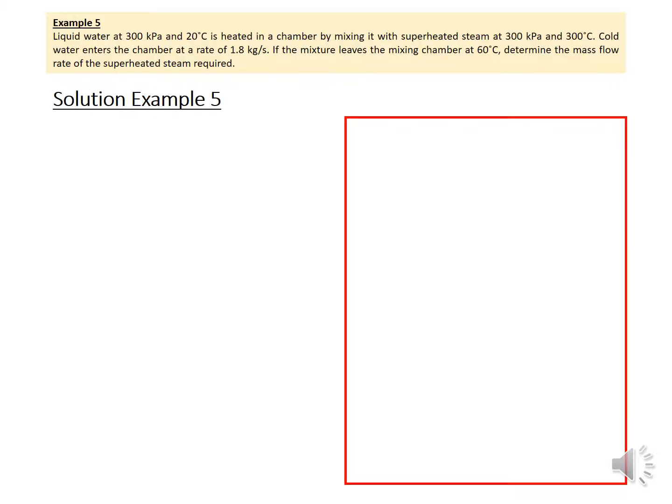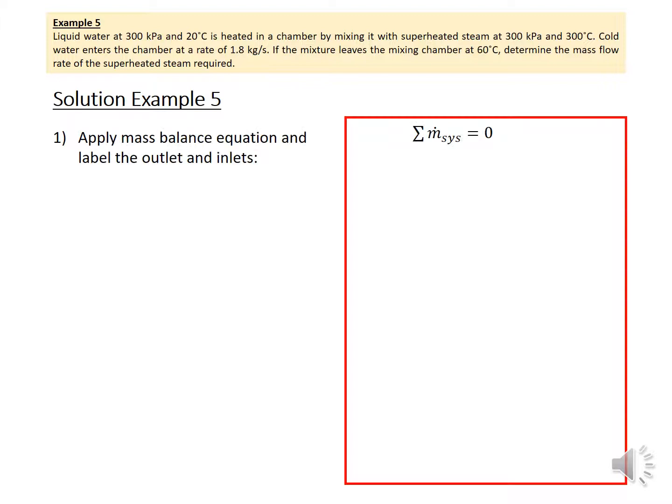Solution for example 5. Firstly, apply the mass balance equation and label the outlet and inlets. This is the mass balance equation. Generally, m dot system equals 0 because of the steady flow. And then at last we get m dot into the system equals m dot out of the system.